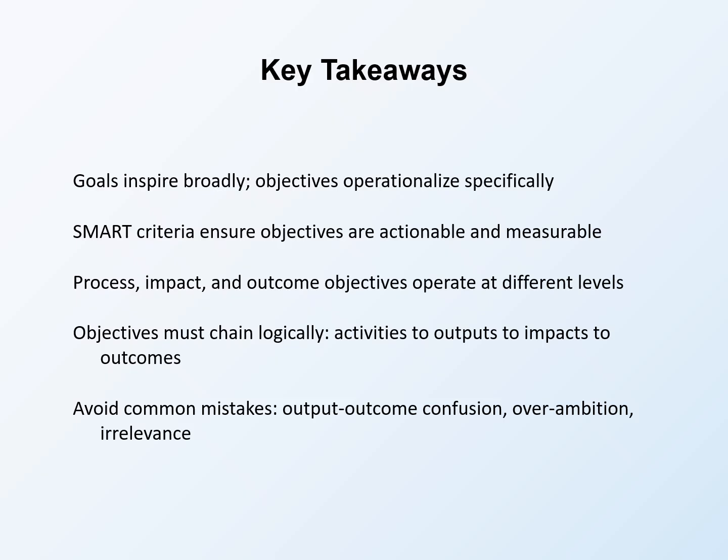Objectives must chain logically. Activities produce outputs, outputs produce impacts, impacts produce outcomes. Each link must hold and avoid common mistakes: confusing outputs with outcomes, setting unrealistic targets, choosing objectives that don't connect to what matters.